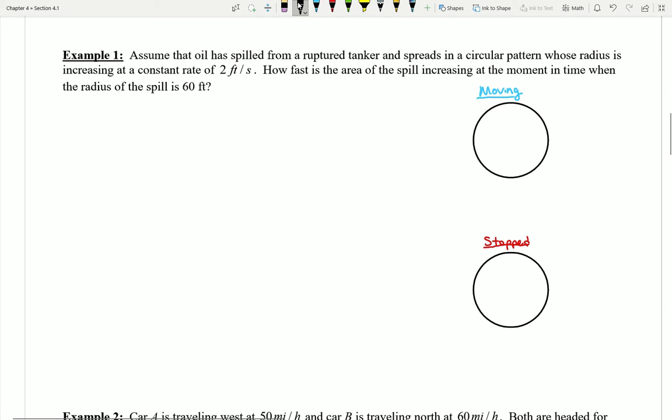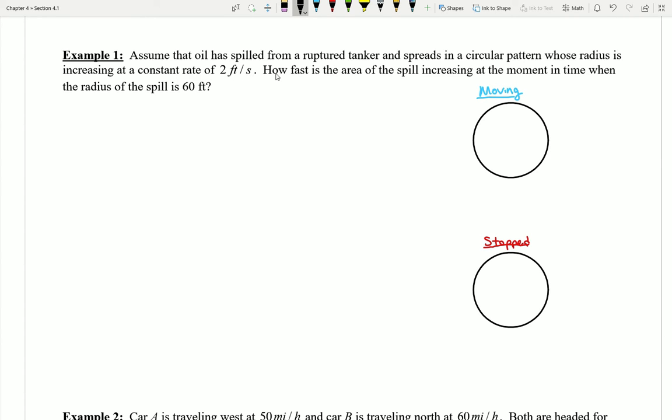Let's take a look here at example number 1. Assume that oil has spilled from a ruptured tanker, and it's spreading in a circular pattern out on the water. Now, let's suppose that we've calculated that the radius of this big oil spill is increasing, right? So the radius is getting larger, but it's getting larger at a reliably constant rate. It's growing 2 feet every single second.